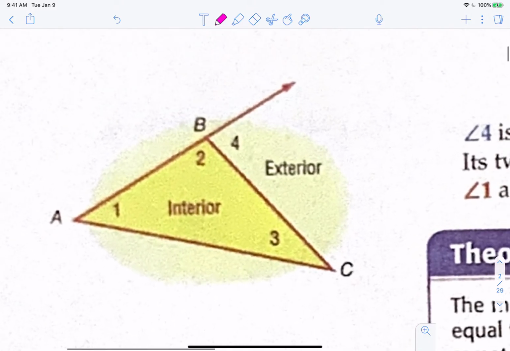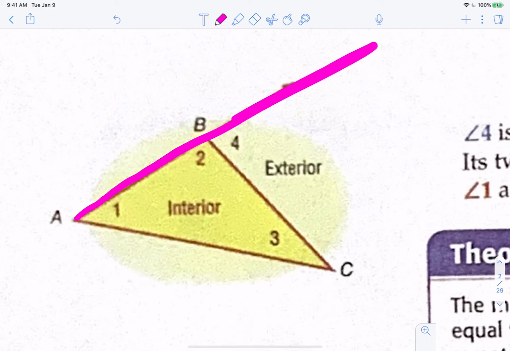I'm going to go to this diagram over here, and we're going to talk about this triangle that we have right here. They have extended one of the sides of the triangle out to make what's called an exterior angle.